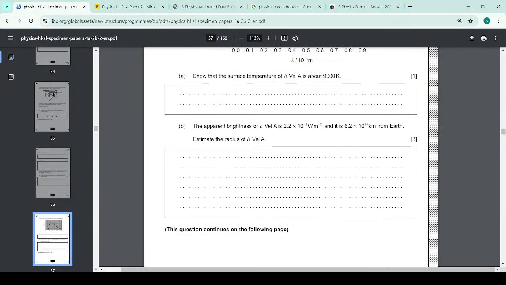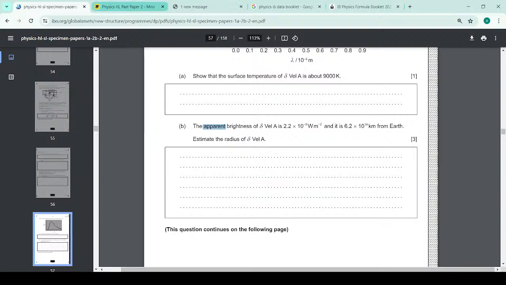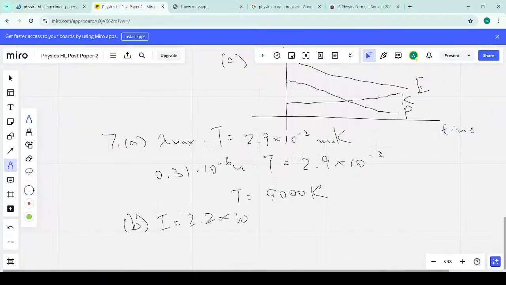Apparent brightness is this, and it's this from Earth. So estimate the radius. The apparent brightness, apparent always means from an observer, like what we see, right? So the apparent brightness of what we see is 2.2 times 10 to the negative 9. Brightness is just intensity, so I equals 2.2 times 10 to the negative 9 watts per meter squared.